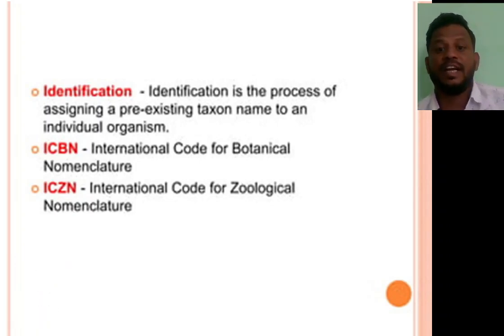Identification is the process of assigning the pre-existing taxon name to an individual organism.